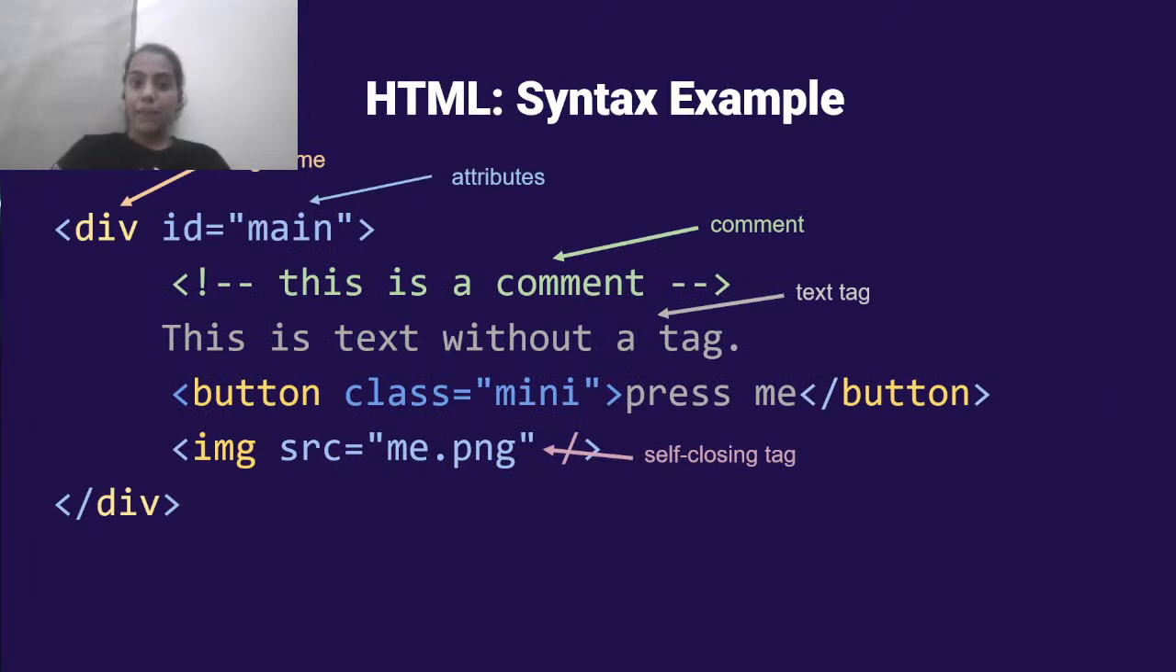Now, this is an example of HTML syntax where you can see that we have a div tag. The tag has an attribute called main. Then in the next line, you can see this is how comments are given in HTML. And then we have a text tag. So all the text that is written, it is written without a tag.